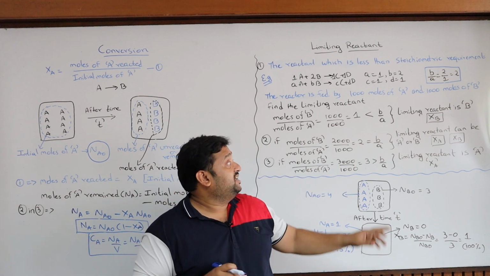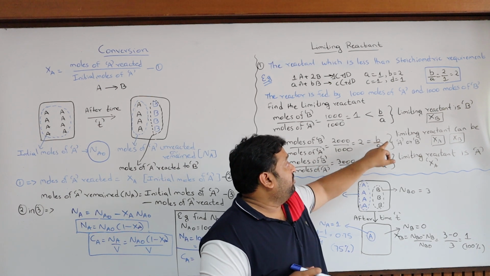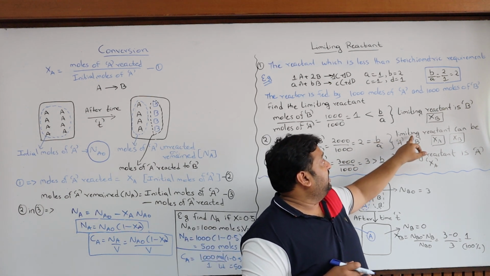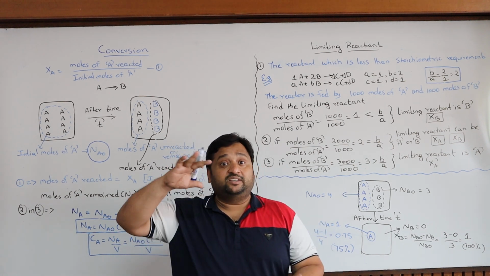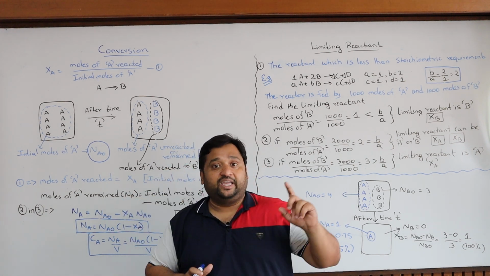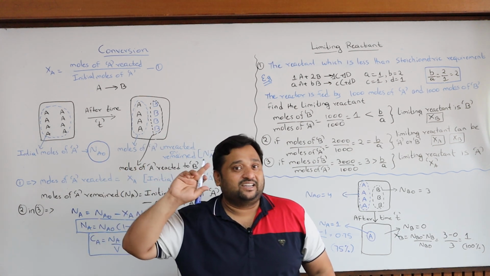In such cases, because this amount is equal to the stoichiometric amount, the limiting reactant can be either A or B, because both are in the same proportion. So you can take either A as the limiting reactant or B as the limiting reactant in designing a reactor.